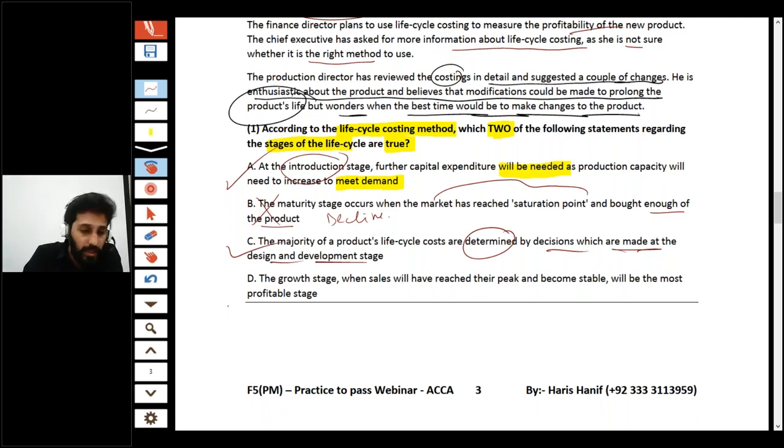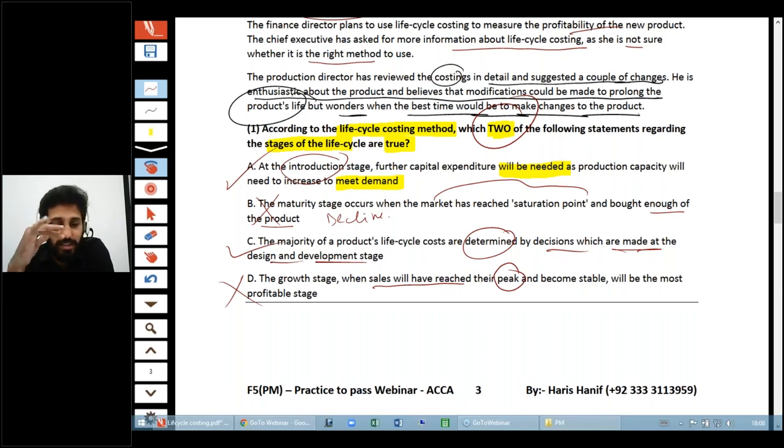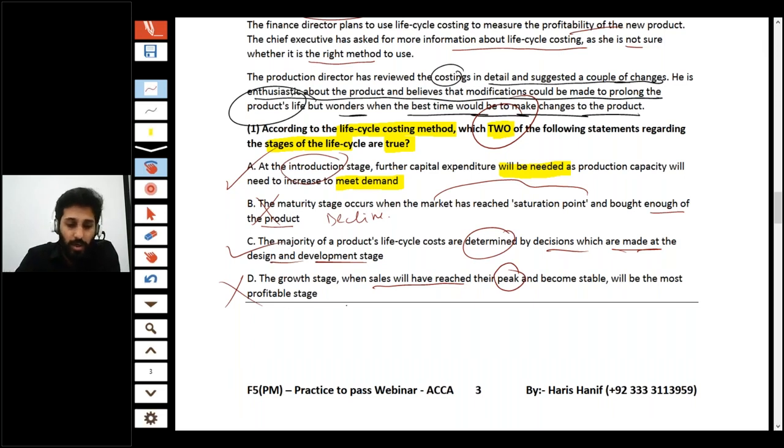The last point, obviously, would be wrong because we need two statements which should be correct, right? The growth stage when sales will have reached the peak? No, it's the maturity stage. It's the maturity stage when your sales are at the peak and become stable, right? And will be the most profitable stage? No, it is the maturity stage. So these two statements are wrong.